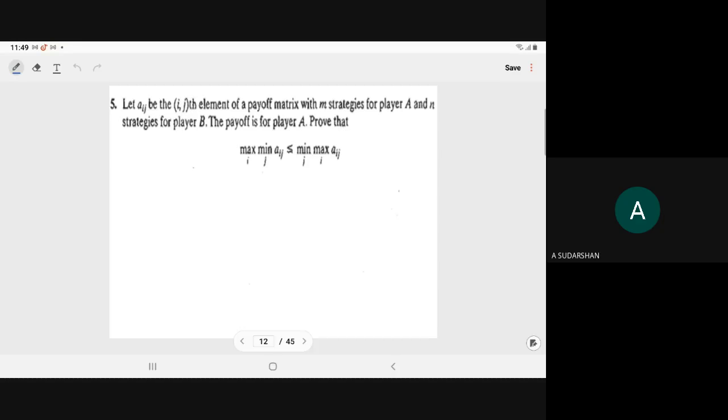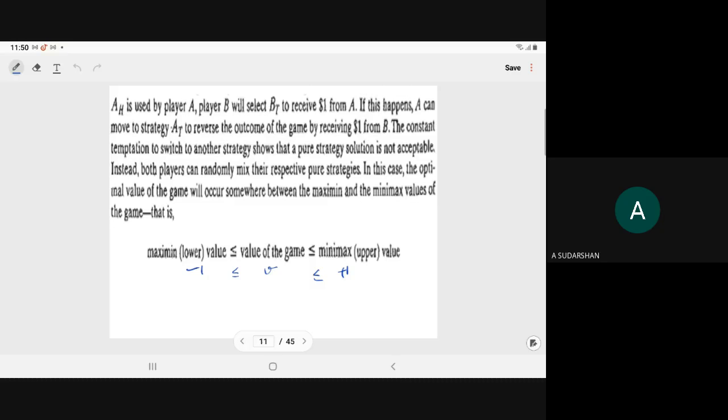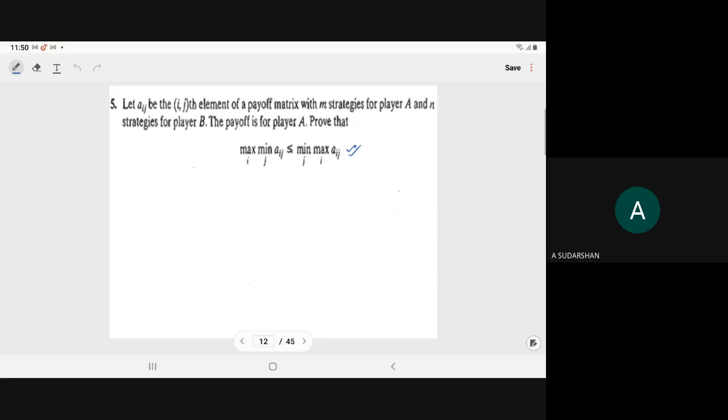Here, let us take a small question. Let Aij be the ijth element of the payoff matrix with m strategies for player A and n strategies for player B. The payoff is for player A. Prove that maximin is always less than or equal to minimax. So here you have seen maximin is -1 and minimax is +1. So how can you prove this?